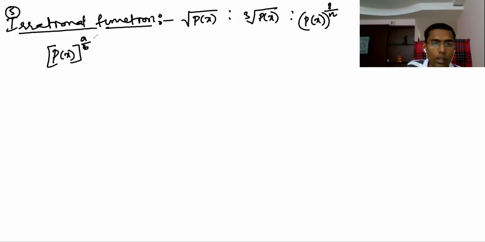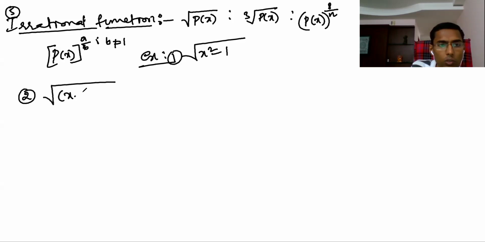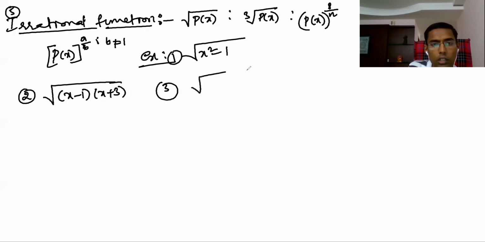Like irrational number only, irrational function. So where b not equal to 1. If you take like this, for example, simple square root of x square minus 1. Okay, this is irrational function. Then, second one, another irrational function I'm writing, x minus 1 into x plus 3, irrational function. Let's write square root of x also. Simply if I write square root of x, that's also irrational function.